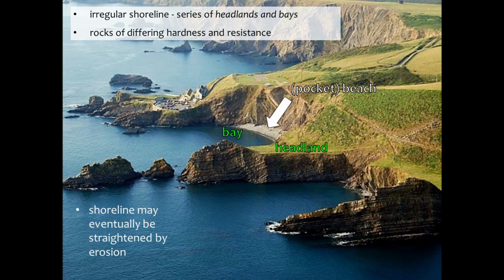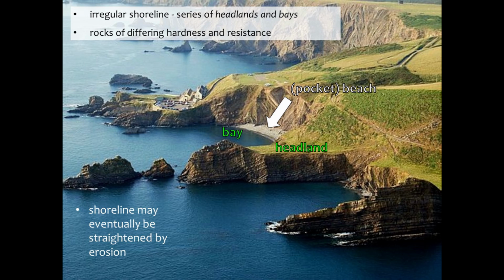Rocky erosional coastlines tend to be very irregular in shape, given enough time, and here we're dealing with geological time, so we might have millions and millions of years. That shoreline might eventually be straightened by erosion. But what we see along these irregular shorelines is a series of headlands, so that's a bit of rock that's jutting out into the water, and then bays in between the headlands. And at the end of the bay, the landward side of the bay, we might see this small pocket beach with sediment that's created by erosion along the cliffs that make up that particular coastline.